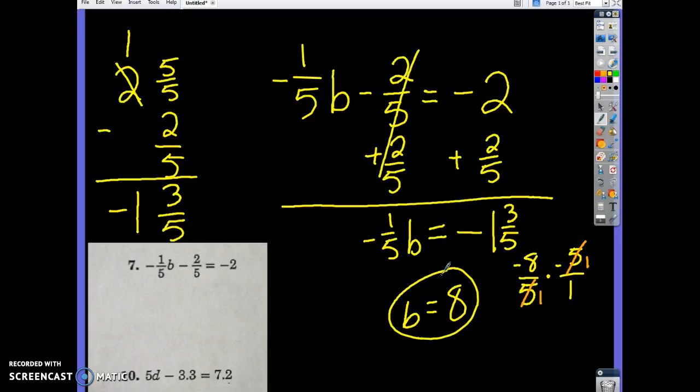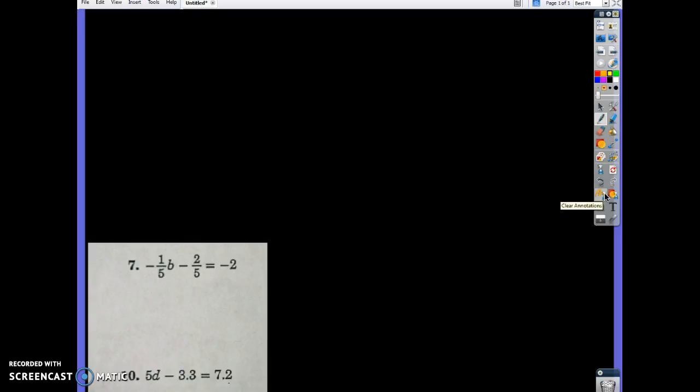In order to do the other example over here, we do have decimals that we're dealing with. So I'm going to show how this works. We have 5d minus 3.3 equals 7.2. Again, the two operations that are over here with my variable are multiplication and subtraction. So I'm going to have to do addition and division. I'm going to start with the addition.